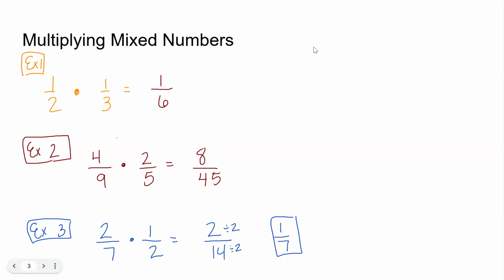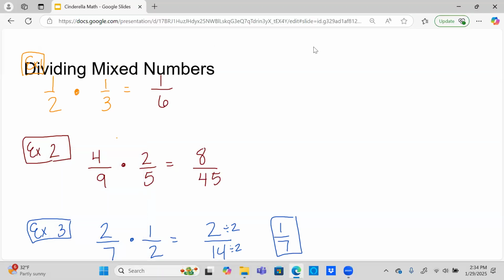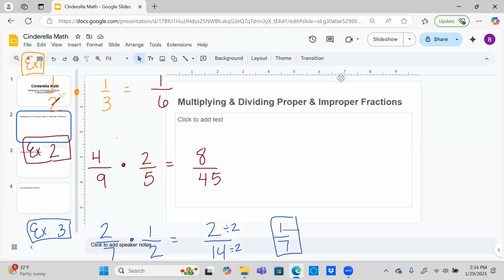Now we're going to multiply, not mixed numbers. I keep hitting the wrong button. We're going to multiply just improper now. Back to there. There we go.